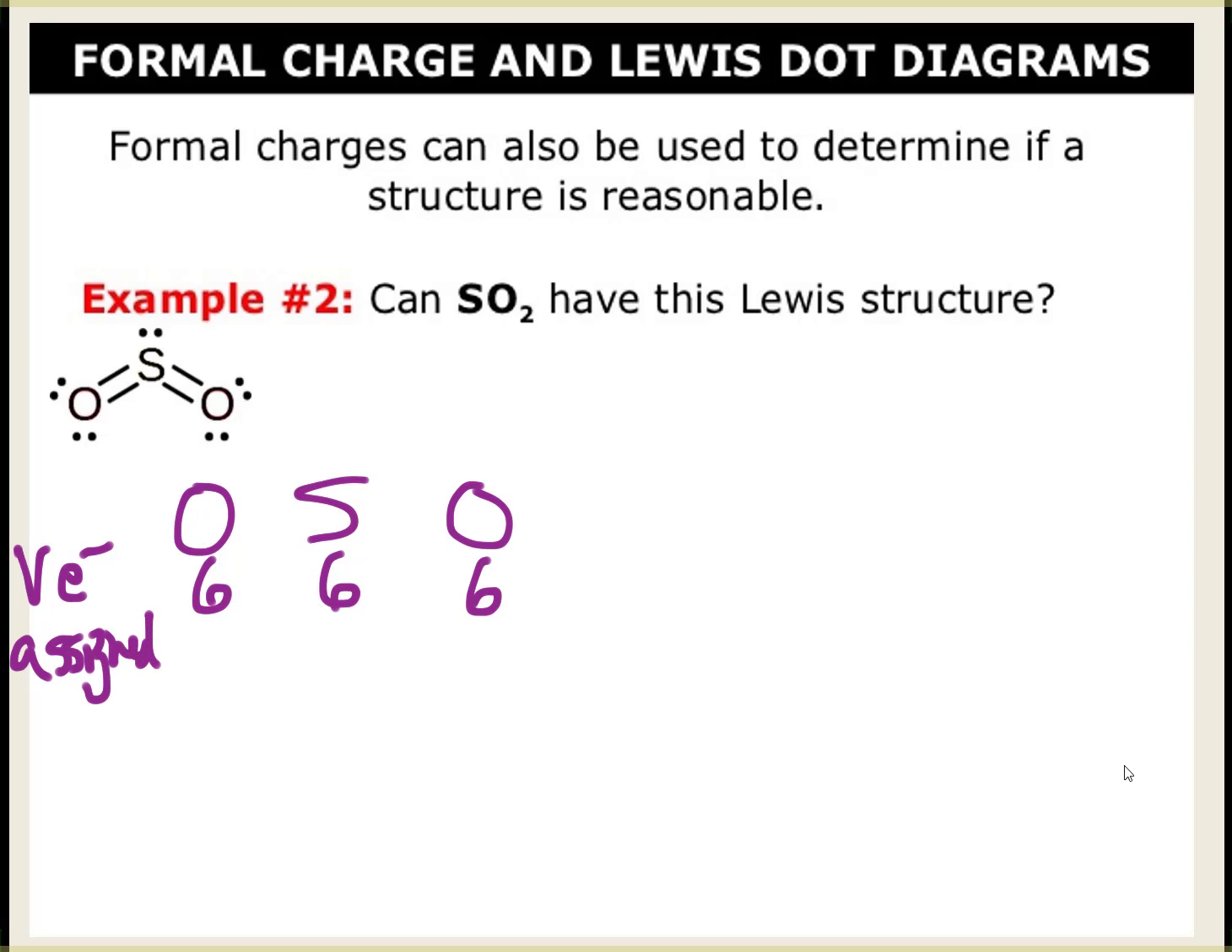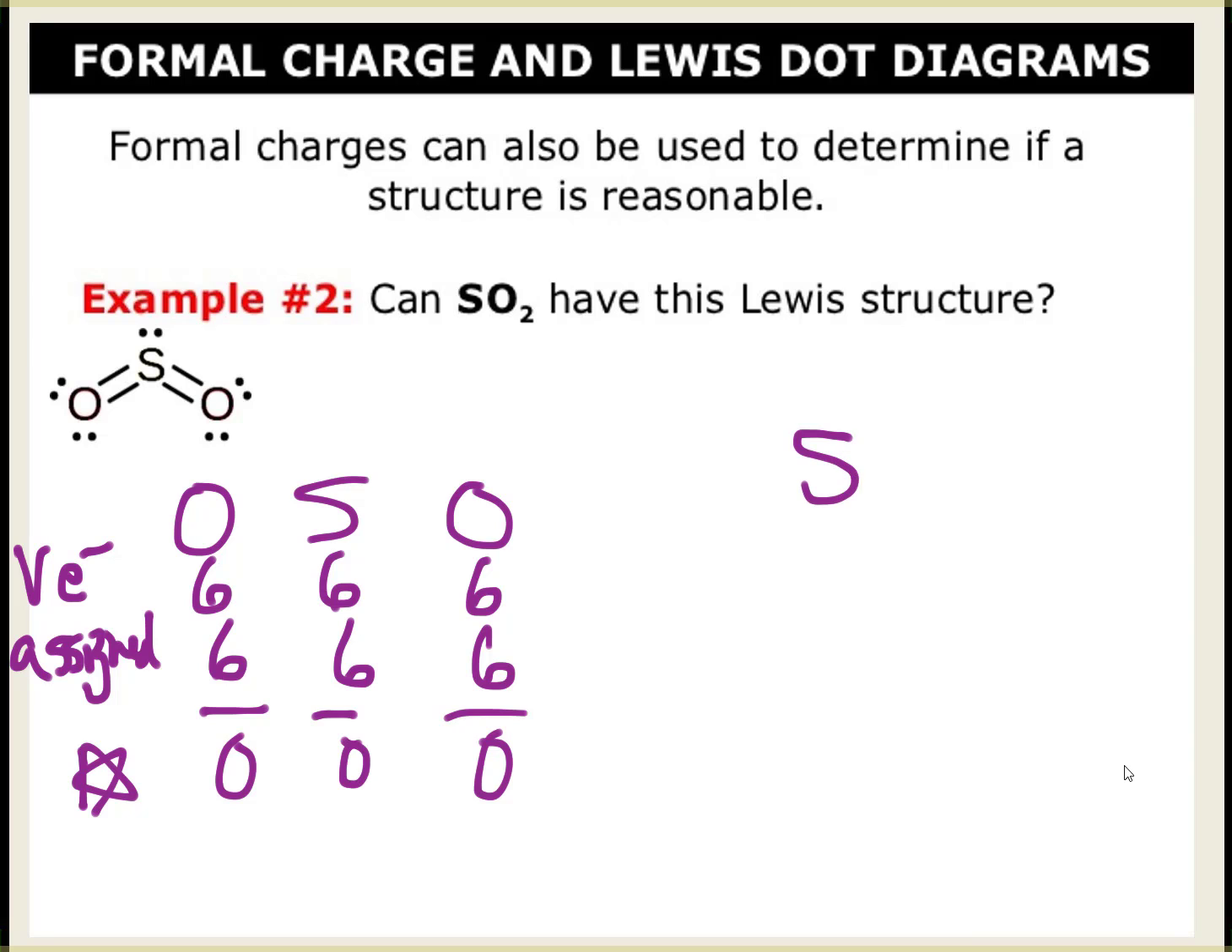This first one is going to have 6. And the other oxygen just looks like it. And then the sulfur has 2 of its own, and then sharing each of those, it also has 6. So we'll look at that. It's a 0. So that looks pretty good. That's what we want. We want to have all zeros. You can draw this structure like this with a single and a double bond.